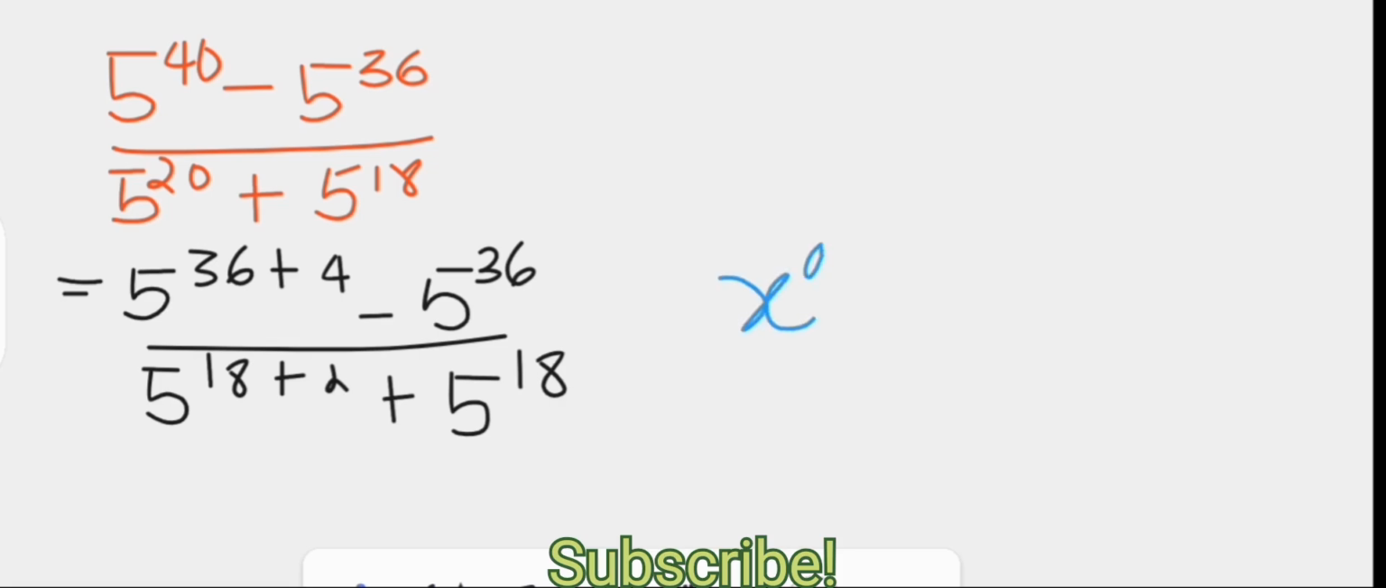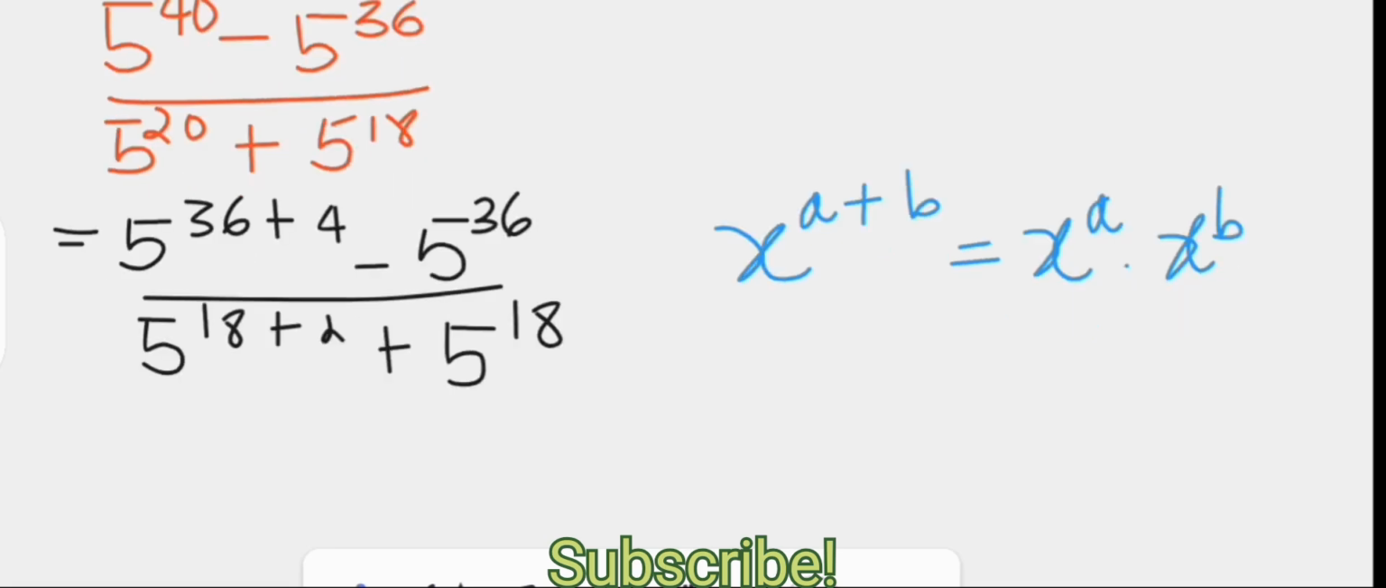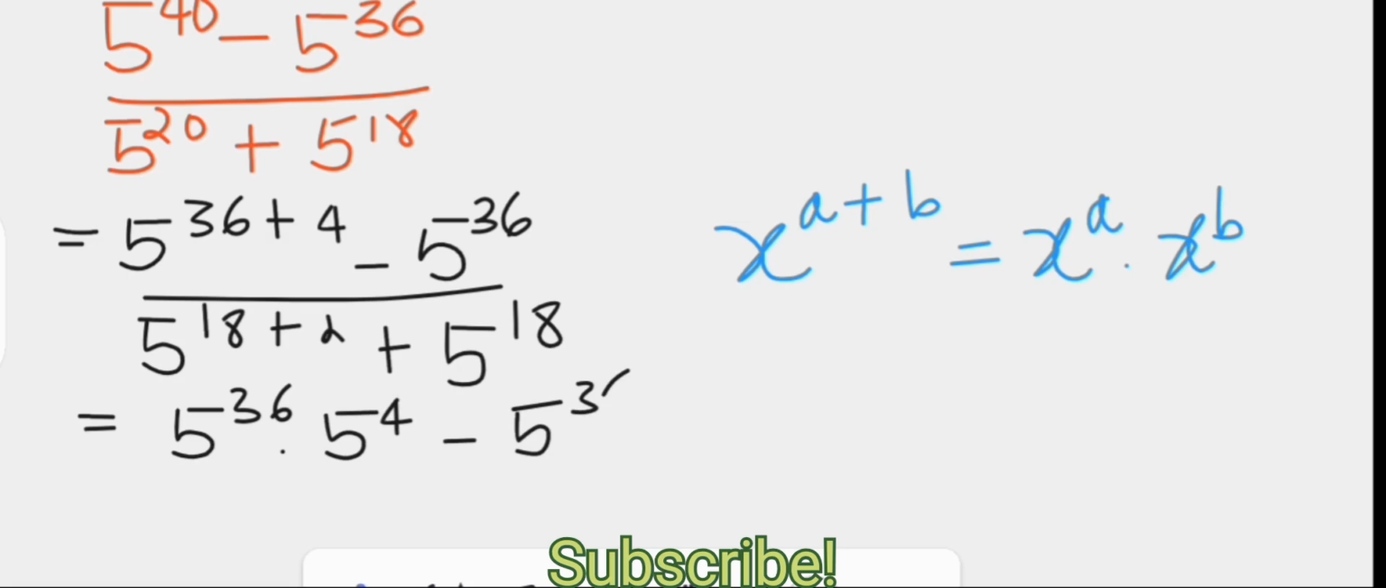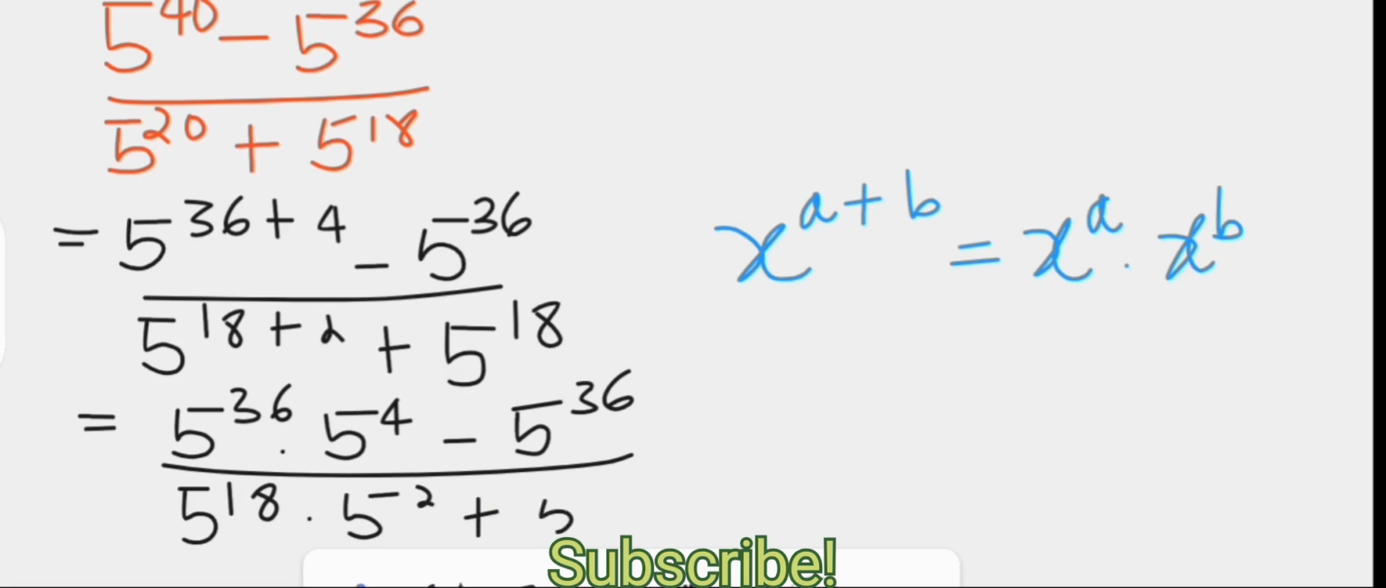x to the power of the sum of a and b can be written as the product of x to the power of a times x to the power of b. So applying this to the expression, we have 5 to the power of 36 multiplying 5 to the power of 4, and that minus 5 to the power of 36. And that in the denominator, 5 to the power of 18 multiplying 5 to the power of 2, and that plus 5 to the power of 18.